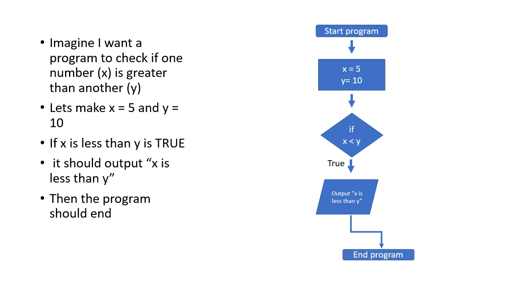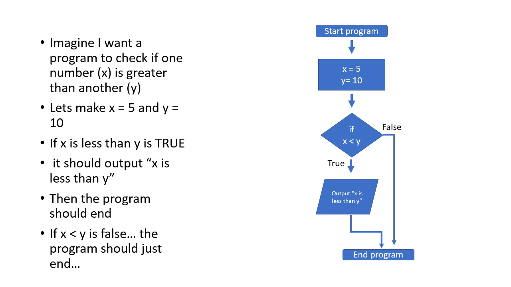So here's the question. X is less than y. Is this true or false? The answer is true, right? Because 5 is less than 10. So it's true. It will output x is less than y. But if it was false, the program should just end. Let me show you how that's done in code.